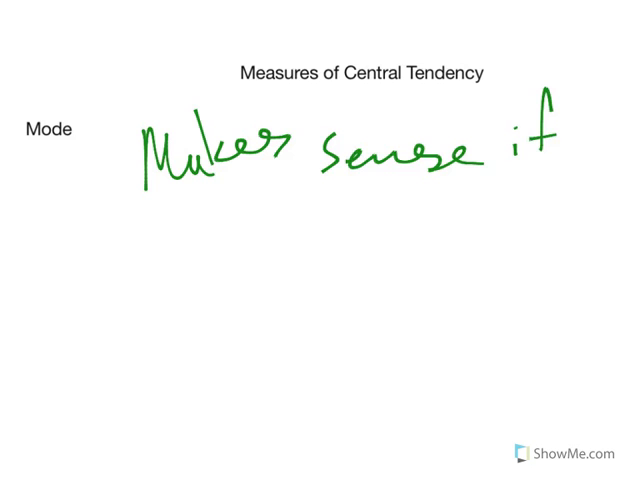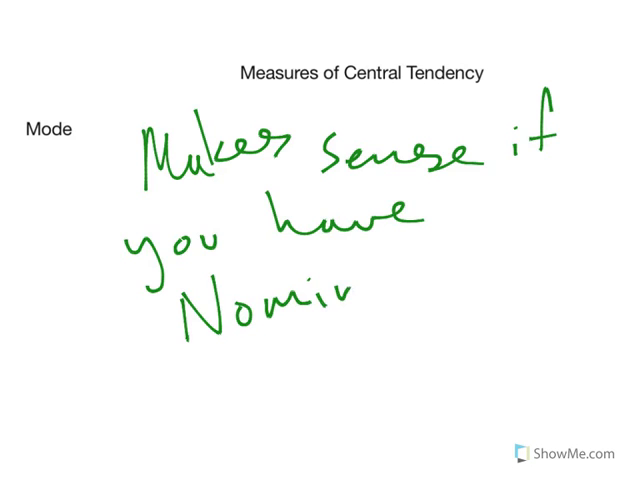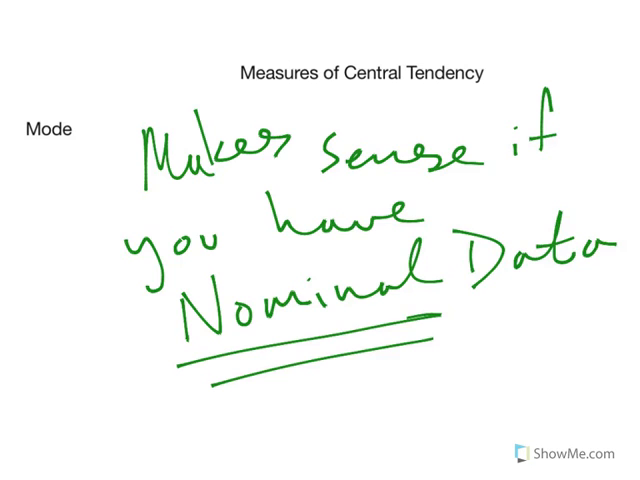Okay, so the mode is the only measure of central tendency that makes sense if you have nominal data. Okay, so this is the time when it really does come in handy.